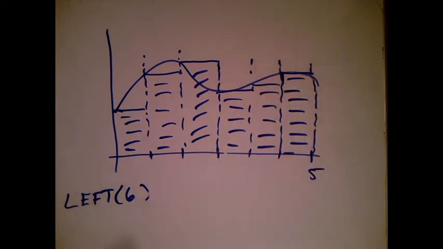Now, by the way, you see right away what one of the problems is with using left: if the graph isn't always going up or always going down, it's hard to tell if the area under my rectangles is bigger or smaller than the area under my graph. Meanwhile, what happens if someone wants right 6 for the same thing?